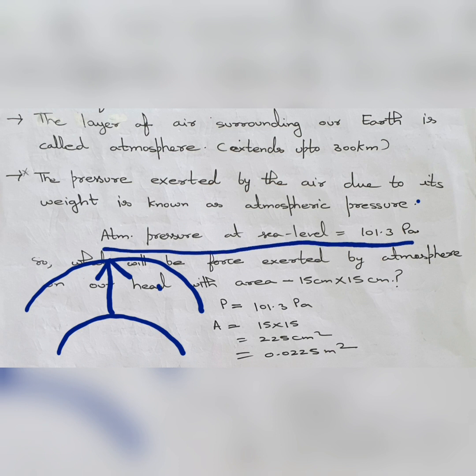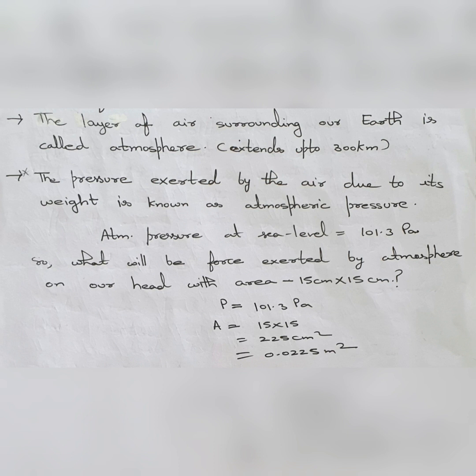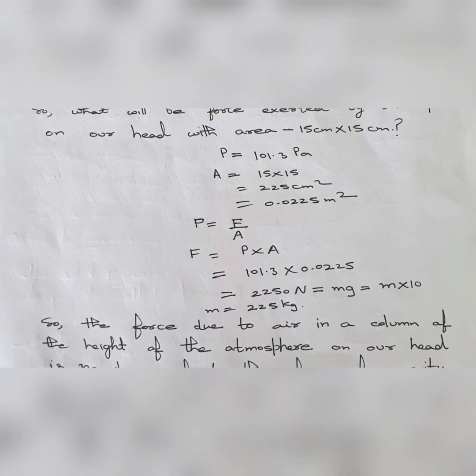Atmospheric pressure at sea level is 101.3 kilopascal. So what will be the force exerted by the atmosphere on our head, supposing the area of our head is 15 centimeter by 15 centimeter? We put the values in the formula. Pressure is equal to 101.3, and the area will be 15 into 15, that is 225 centimeter square. We convert it to meter square, so divide it by 100 into 100, and we will get 0.0225 meter square.